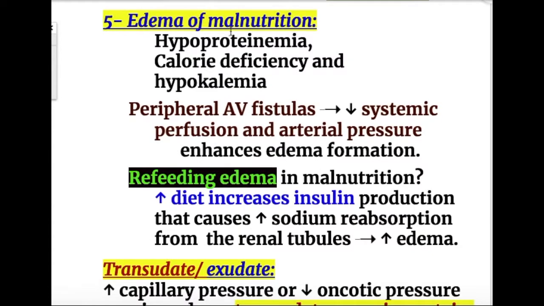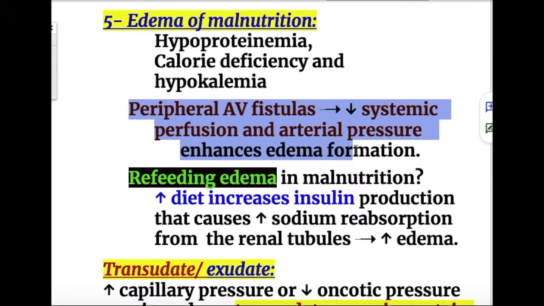Number 5, edema of malnutrition. There occur hypoproteinemia, caloric deficiency, and hypokalemia. So there is protein calorie malnutrition in edema of malnutrition. There occurs peripheral AV fistula formation. So that AV fistula formation leads to decreased systemic perfusion and arterial pressure that increases the edema formation. So peripheral AV fistula formation occurs in malnutrition.